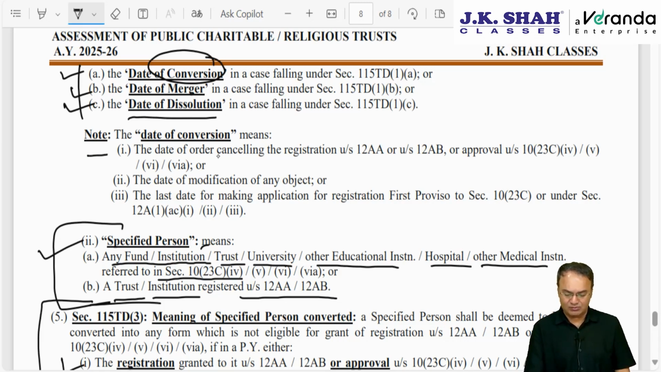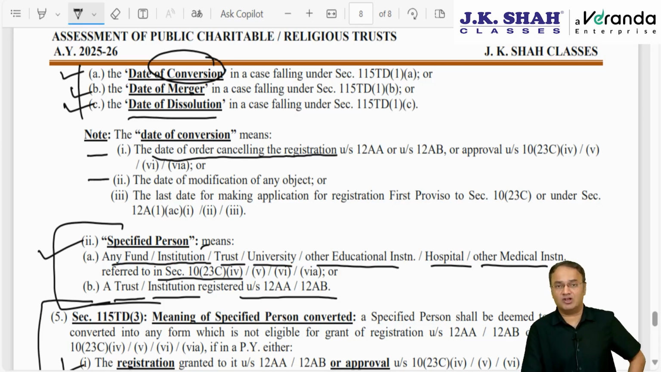Then date of conversion means in first situation, date of cancelling the registration. In case registration is cancelled, then the date on which the order cancelling registration was passed will be considered as specified date, or that will be considered as the date of conversion. Second, trust has modified its objects, did not apply for fresh registration or applied but rejected, then the date on which modification took place will be considered as the date of conversion, and that date will be considered as specified date. We have to find out FMV as on that date.